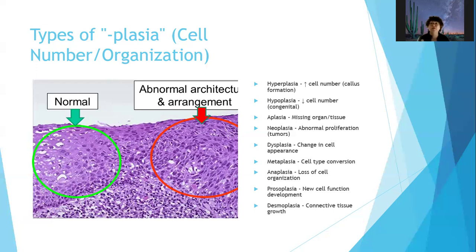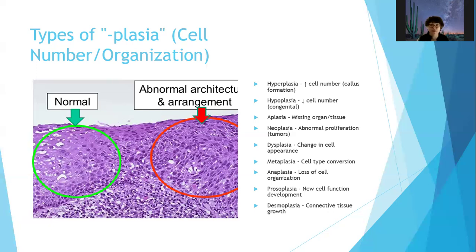Prosoplasia is new cell function development. This happens in neuroplasticity within the nervous system where a cell develops a new talent, basically. And sometimes that has to happen. You get functional reorganization after an injury. The cells that survived had to take on the jobs of the other cells, which can be a good adaptation sometimes. Desmoplasia is connective tissue growth.